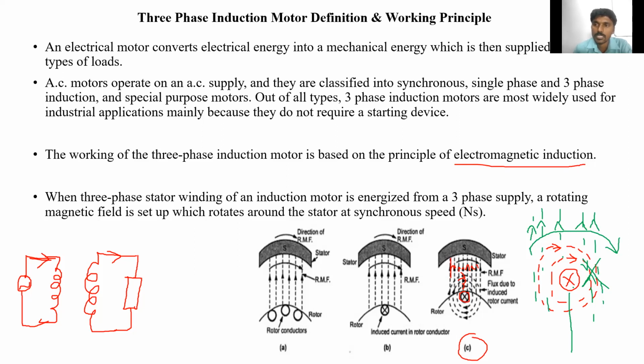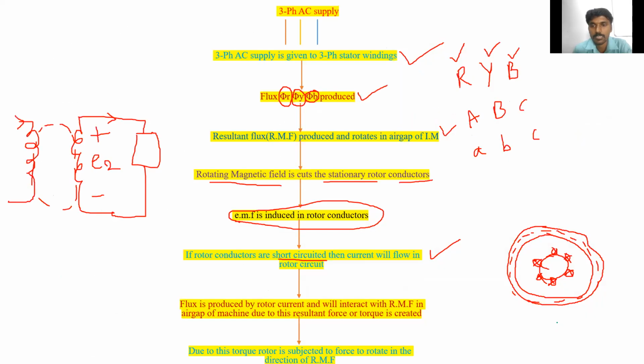Okay, due to this force, the rotor conductor is trying to rotate in a particular direction, that is the same as the rotating magnetic field direction. Clear? So that way, when the force is created due to the interaction of these two fluxes, the rotating magnetic flux as well as the flux created by the rotor conductors, the rotor conductors are subjected to a heavy force, and due to this force the torque will be created. Due to this torque, the rotor starts to rotate in the direction of the rotating magnetic field.